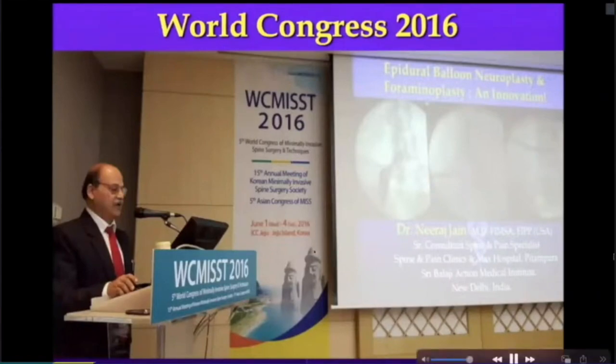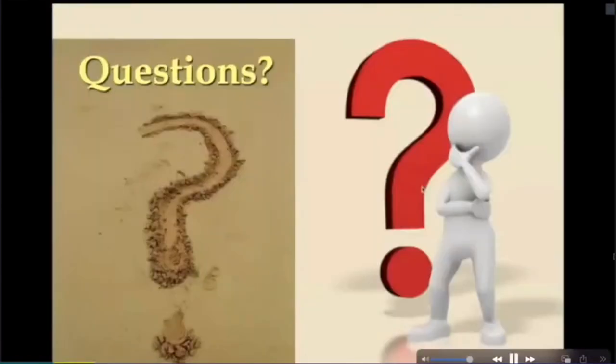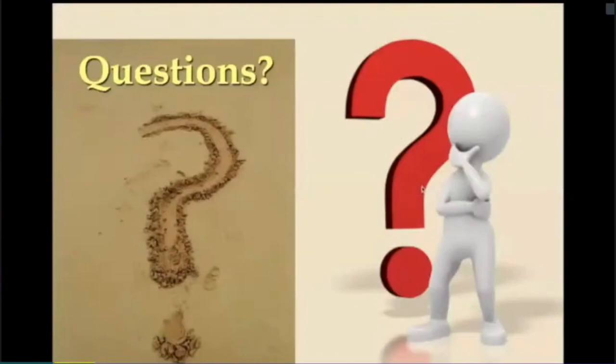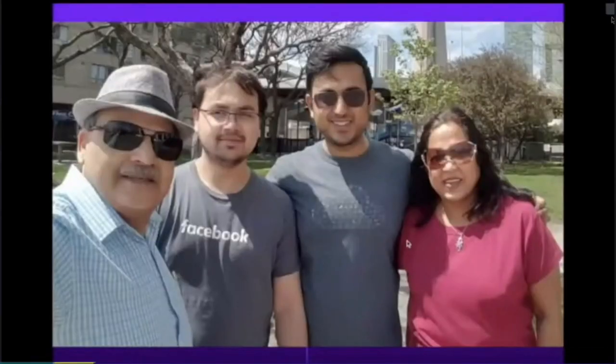This was it. And yes, the whole idea was to make vertebroplasty safer for these dirty fractures, which either have to go for surgery or are inoperable for one reason or another, like burst fracture, vertebra plana, or retropulsion because of metastatic disease, or multiple level fractures. Yes, we can do it. We have to make it safe and effective. If there are any questions, thanks to my family, who could spare me time for all this. Thank you so much, friends. Thank you.